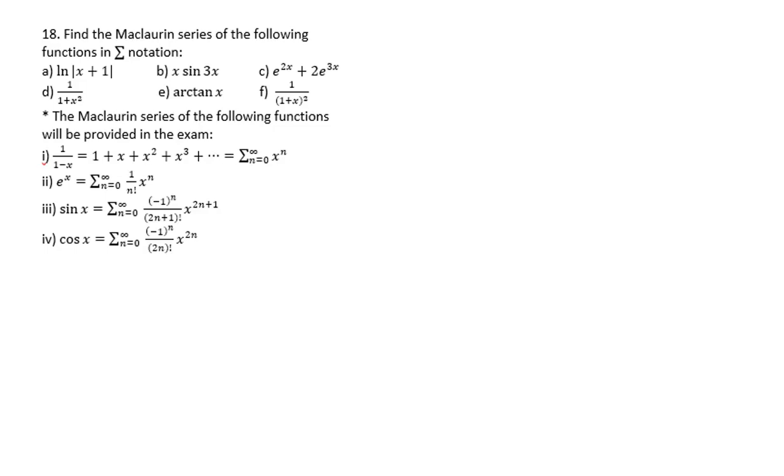Question 18. Find the Maclaurin series of the following functions in sigma notation. Although the Maclaurin series formula, f of x is equal to f of 0 plus f prime of 0 over 1 factorial x plus f double prime of 0 over 2 factorial x squared, and so on, is available, it really is hard to use.